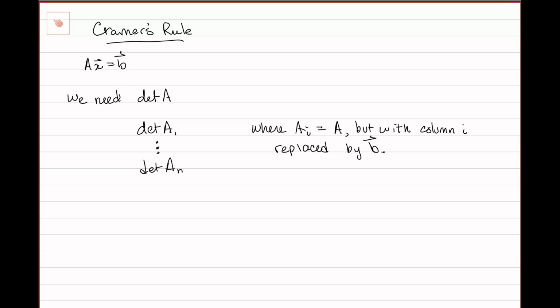Once we have those values, the solution to the linear system is a piece of cake to compute. Because to get the solution value for any one of those variables, we're just going to take the ratio of the determinant of the corresponding modified matrix, Ai, and divide it by the determinant of the original coefficient matrix. So let's see an example.